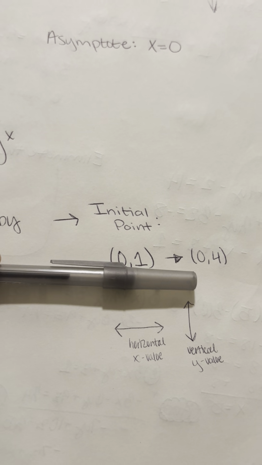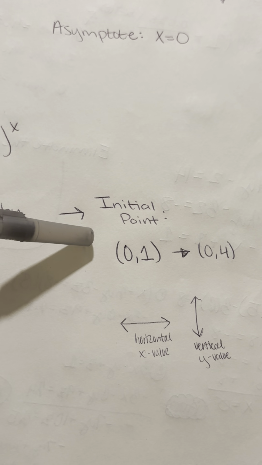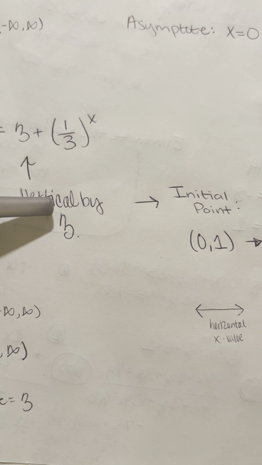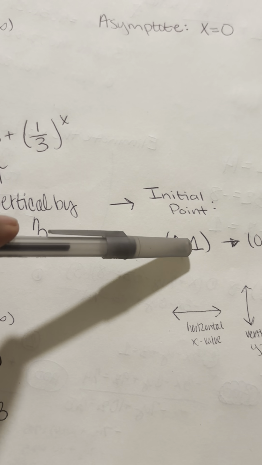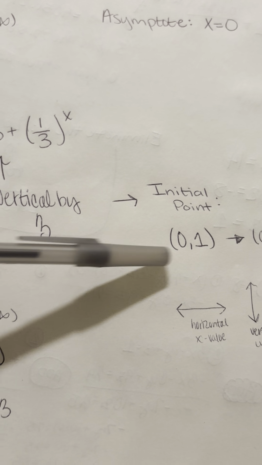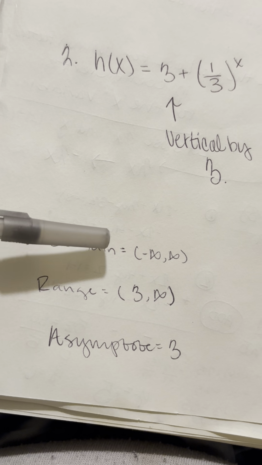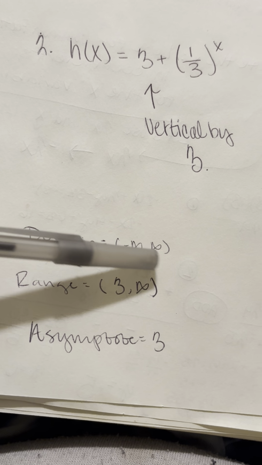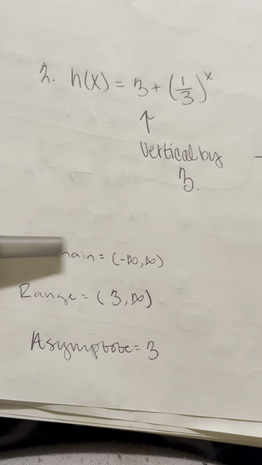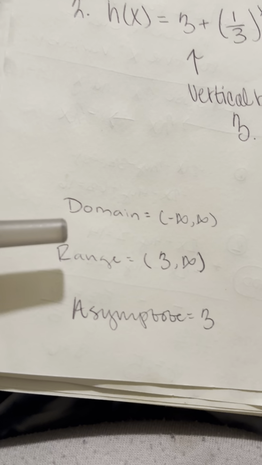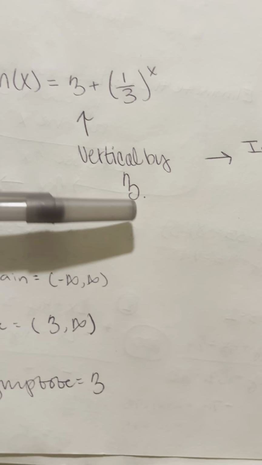Again, we're at 0, 1 on our graph. Our y value is 1, and since we're going vertically, which is up and down, which is our y value, we're going to take this 3 and add it to the 1. So that's how we get 0, 4. And then when it comes to your domain and range, your domain is always going to be negative infinity to infinity when you're dealing with these type of graphs. You can look at the graph and see that you can't tell where it stops. But the range is going to be 3 to infinity because the lowest that it will go is 3.